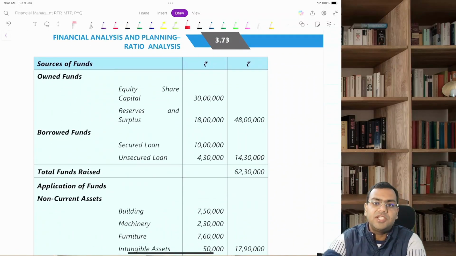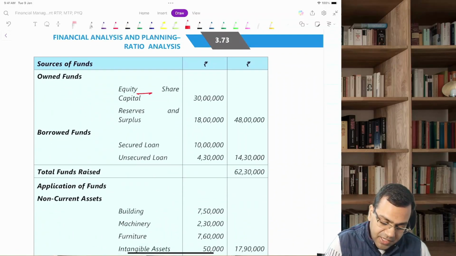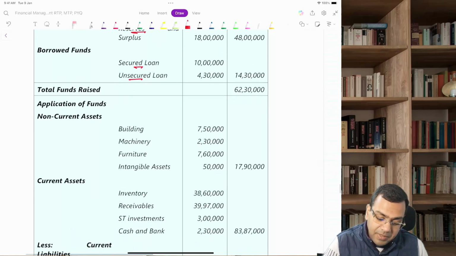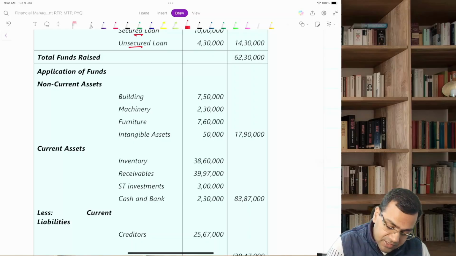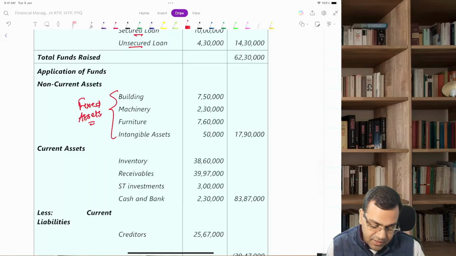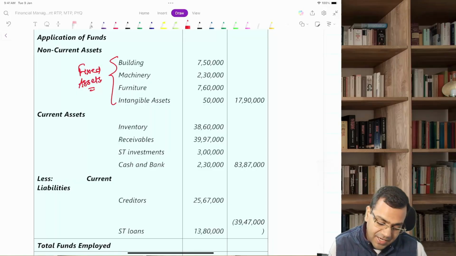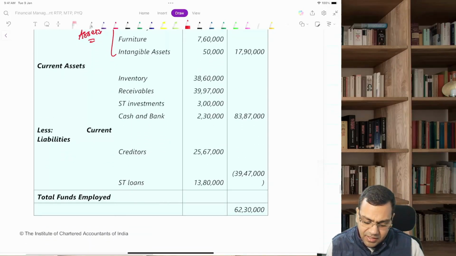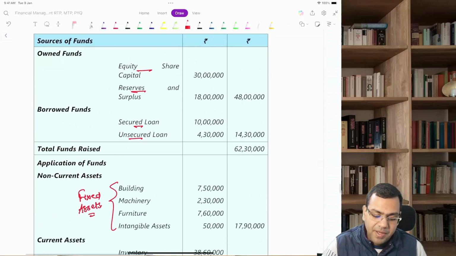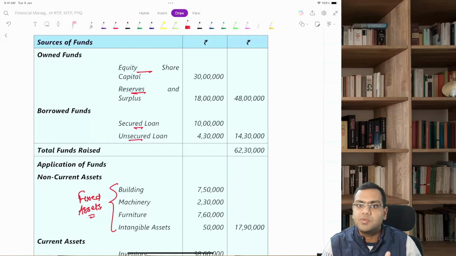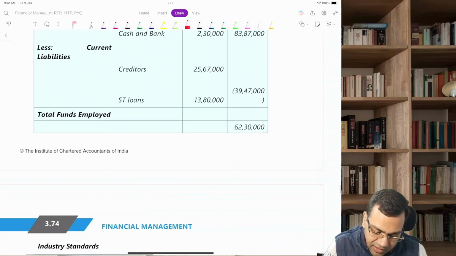Then you have the balance sheet which is given. The balance sheet consisting of equity share capital, reserves and surplus, then borrowed funds, secured loan, unsecured loan, application of funds, that is the non-current asset. This is your fixed assets. These are the fixed assets which are given to you. Fine, sir. After that, you have your current assets, that is inventory, receivables, short-term investments, and cash and bank. Less current liabilities, creditors, and short-term loans. Total funds employed. So it is the balance sheet given to you, right? What is your share capital? What are your reserves? What is your long-term debt? All these things are given to you.